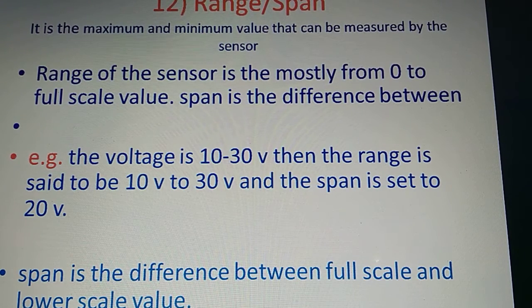That is the difference between the highest scale minus the lowest, that is 30 minus 10 gives you 20, and this is called the span. So simply I can say span is the difference between full scale and the lower scale value, and therefore we can say range of the sensor is mostly from minimum value or from 0 to the full scale value, and span is the difference between them.